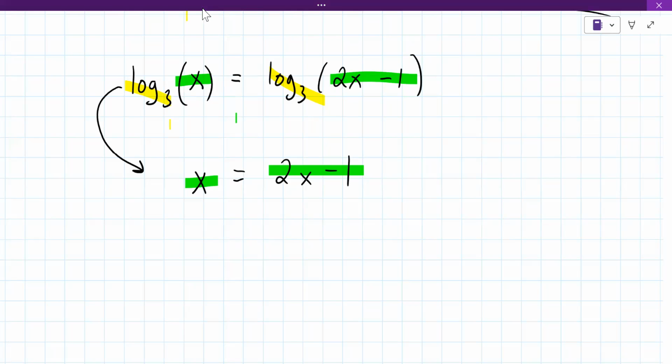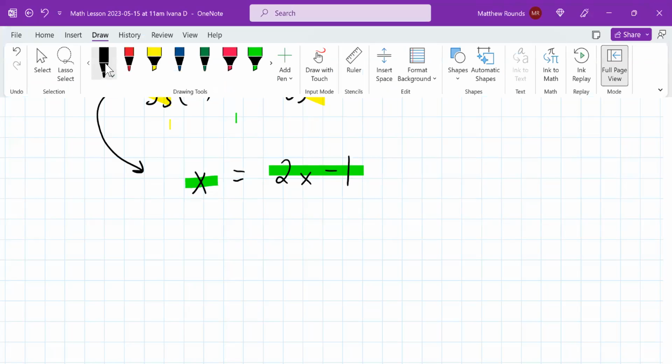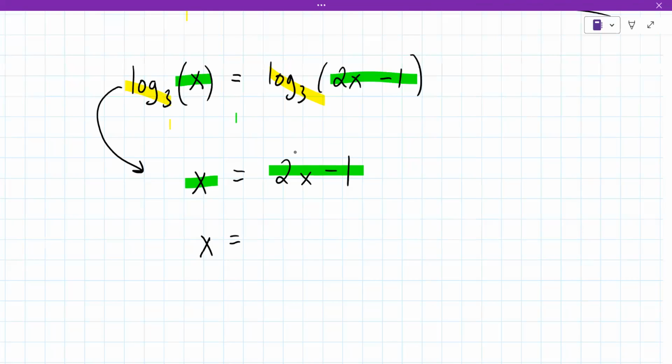Do you need a reminder on how to solve equations like this? Don't worry, I got this. I'm going to try my best. I got 1/3. Okay, just a quick review of this. The goal is to get all variables on one side.